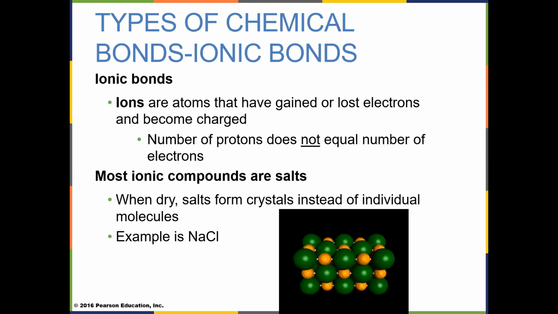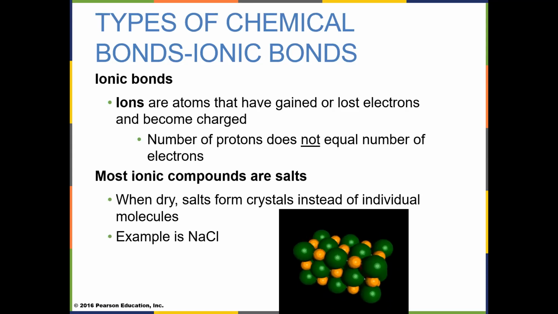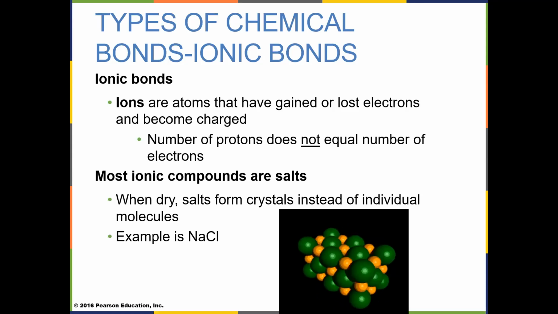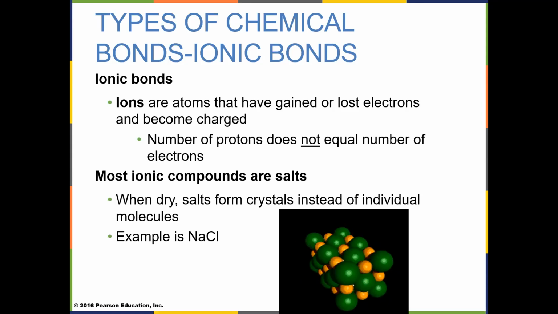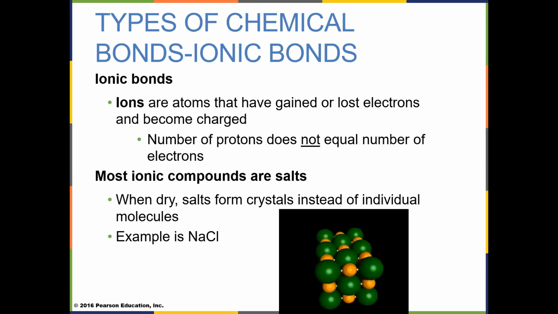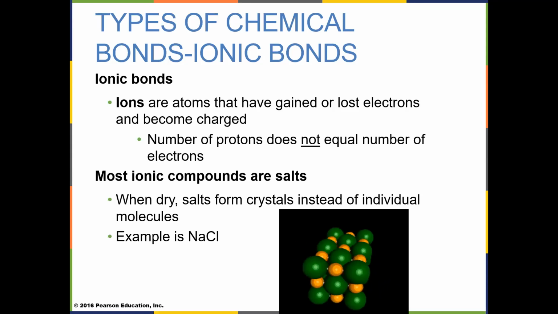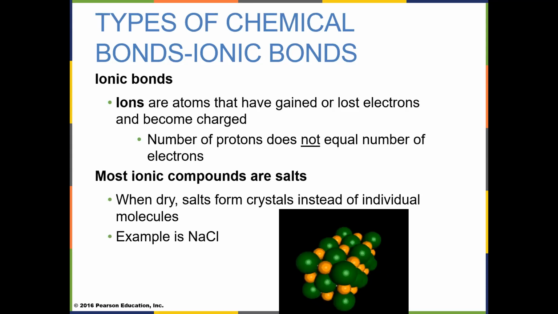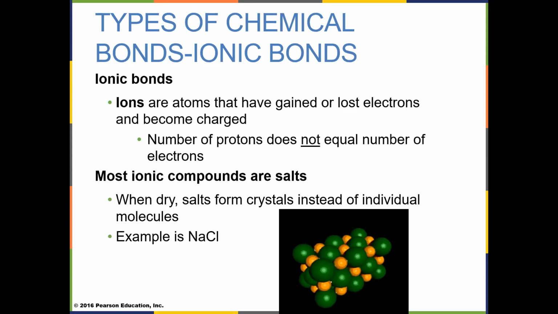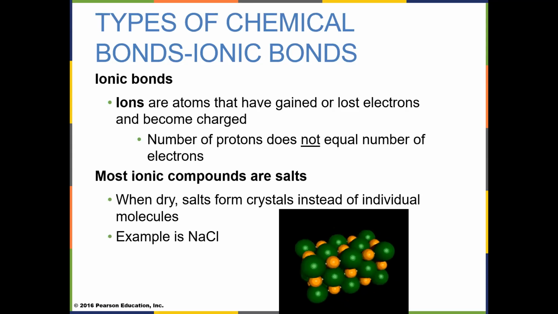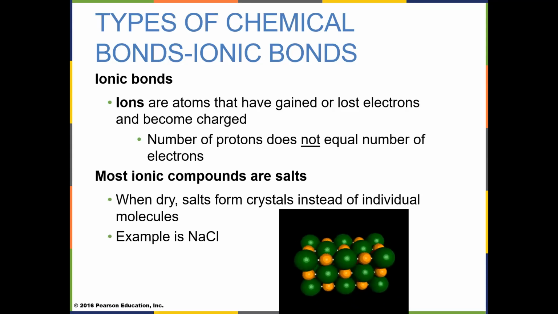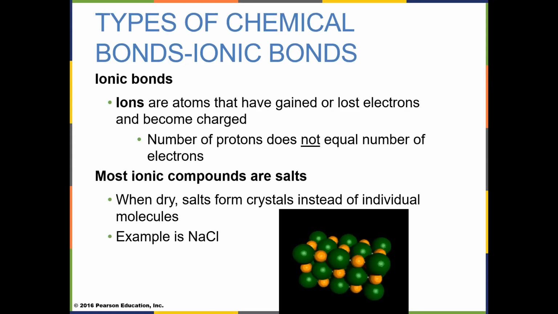Now, ionic bonds are not real strong. And what happens is if you gain an electron, you have a negative charge. If you lose an electron, you have a positive charge, and the positive and negative charges draw the atoms together like magnets. It's described as an electrostatic attraction.